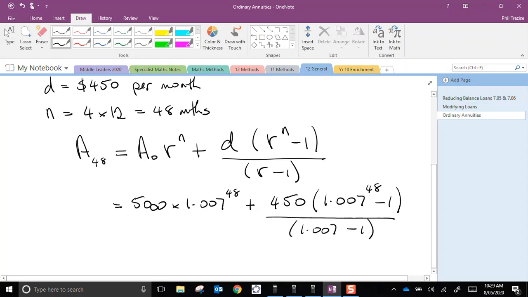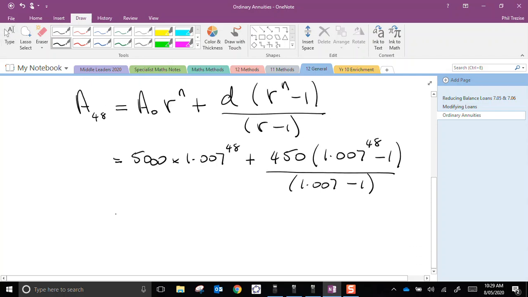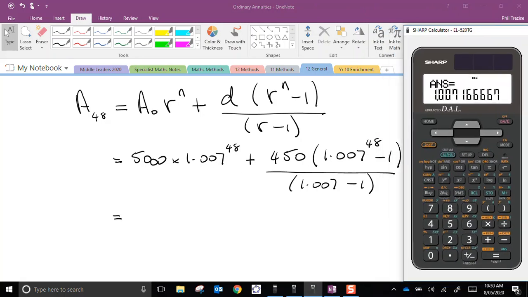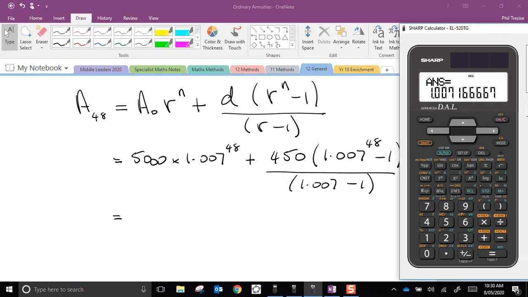Now, if I typed that on the calculator exactly how I've just written it there, I will get an awfully inaccurate answer because I've rounded off my value of R to 1.007. Those extra decimal places will make a very large difference, especially with the power of 48. They will make a big difference to my calculation. That's why I need to use the calculator to recall them. So hope you can see that there. Let's just clear what's on the display. Now I'm not going to attempt to do all of this in one go.